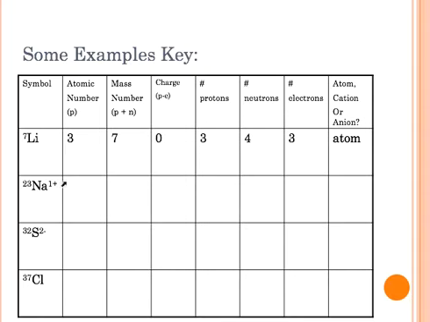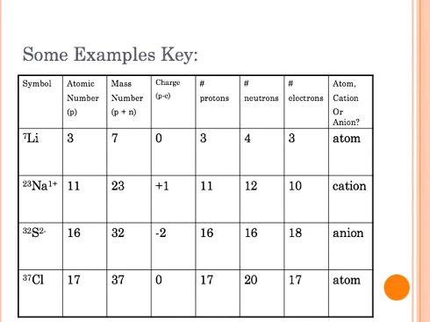Now, see if you can do the other ones. Pause the video. See if you can do the other ones. Remember, the charge on these is not equal to 0. So you're going to have an unequal number of protons and electrons in these. And you'll want to write whether it's a cation or anion. So take a minute. Here are the answers.